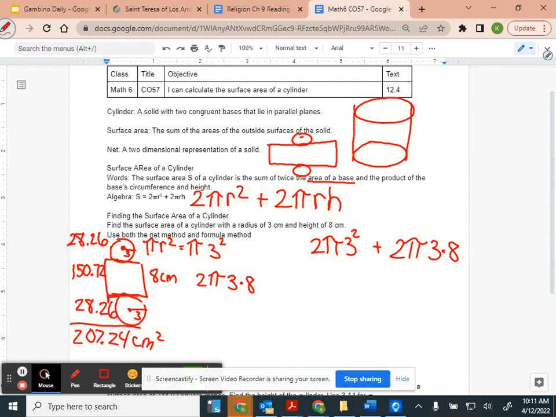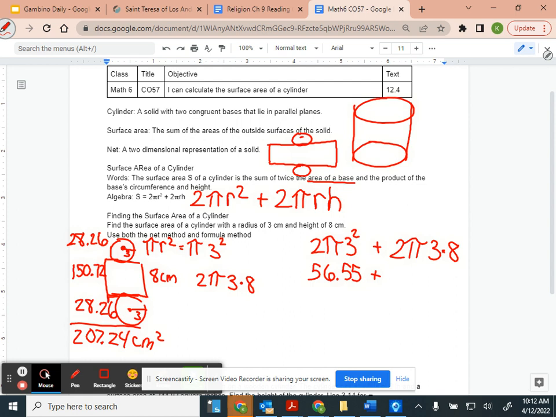So 28, well, let's work it all up. So 3 squared is 9 times pi. I'm just hitting the pi button, or you could do 3.14. It will give you a slightly different answer. Please pay attention. So 3 squared is 9 times pi times 2 gives us 56. I'm going to round it to my hundredth place. 56.55.